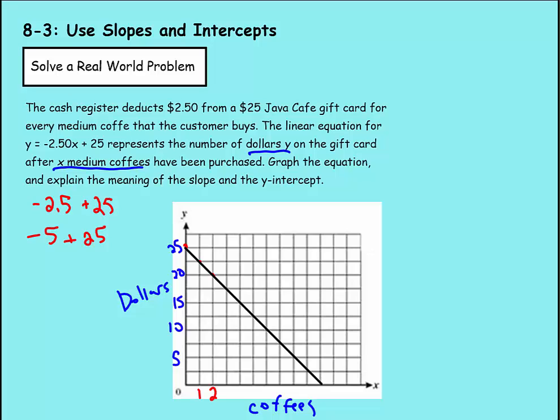So now we actually can figure out how many coffees it would take to run out of money. It would be 3, 4, 5, 6, 7, 8, 9, 10 coffees that you would run out of money.